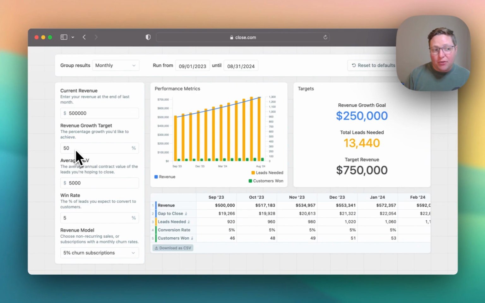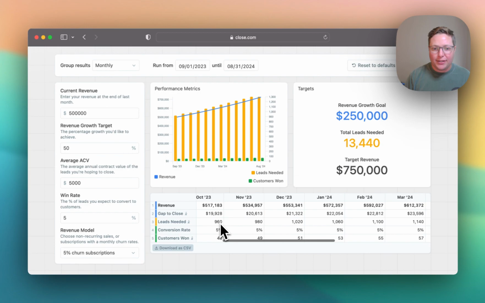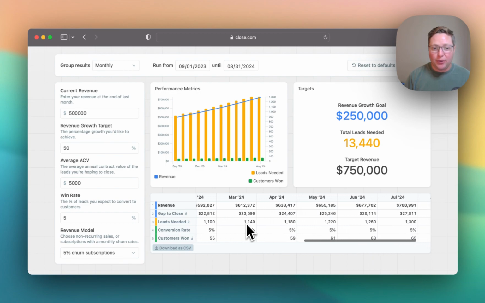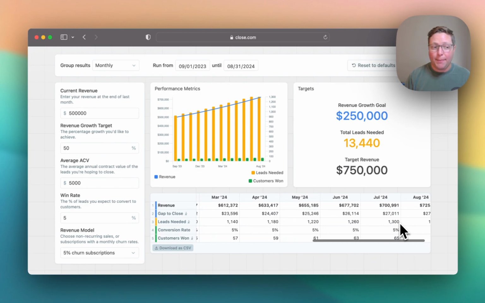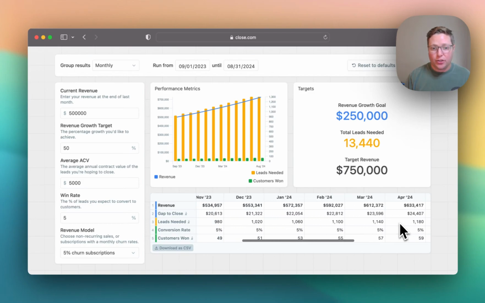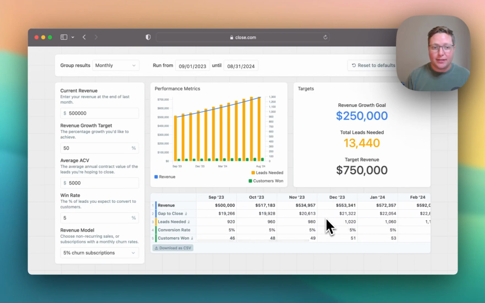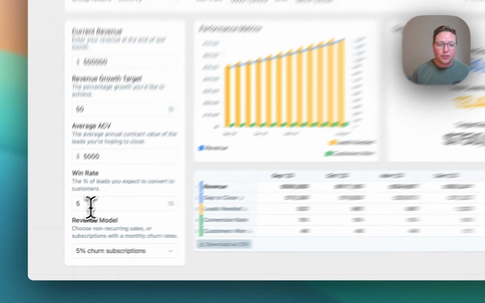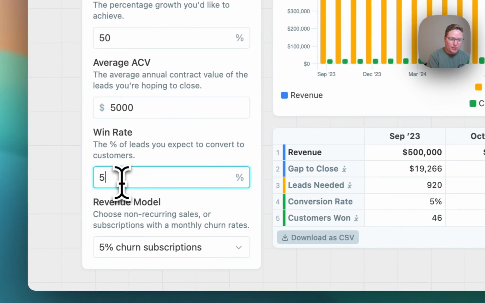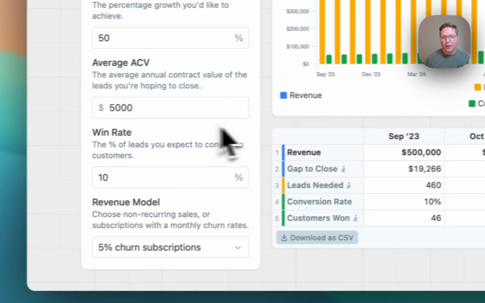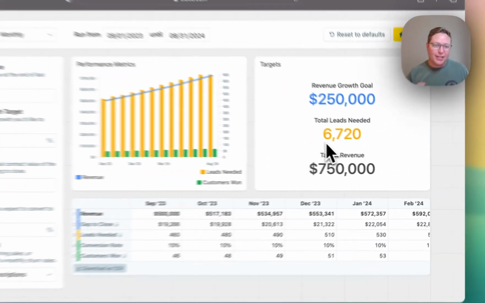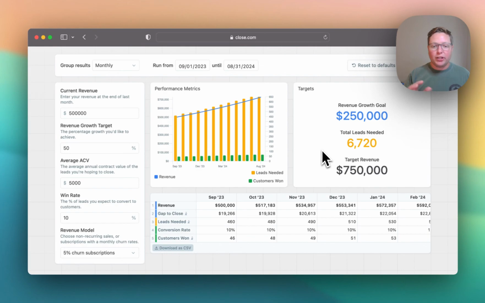So, is 50% really attainable here? You can see down here in the breakdown table what it's going to take each month in terms of leads needed, and you'll see that the amount grows over time. You need to really look at that and see if that makes sense. What's cool is that as you're sanity checking all of this, you can continue to adjust it. Let's say, okay, 5% is a little tough. What if we did 10%? Okay, now we need 6,700, but we have to keep that win rate at 10%. So it's really great to play with this model.